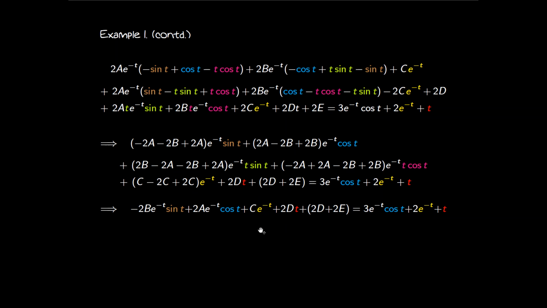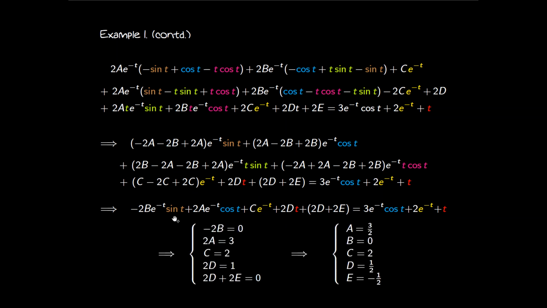Now we just compare the 2 sides of the equation. We have to make the coefficients match, okay? So then you're going to say for the e to the negative t sine t, you have negative 2b from the left-hand side, but you don't have it in the right-hand side. That means you have 0 of it. For the e to the negative t cosine t, you have 2a of it on the left-hand side, and you have 3 of it on the right-hand side. So you're going to see the second equation.